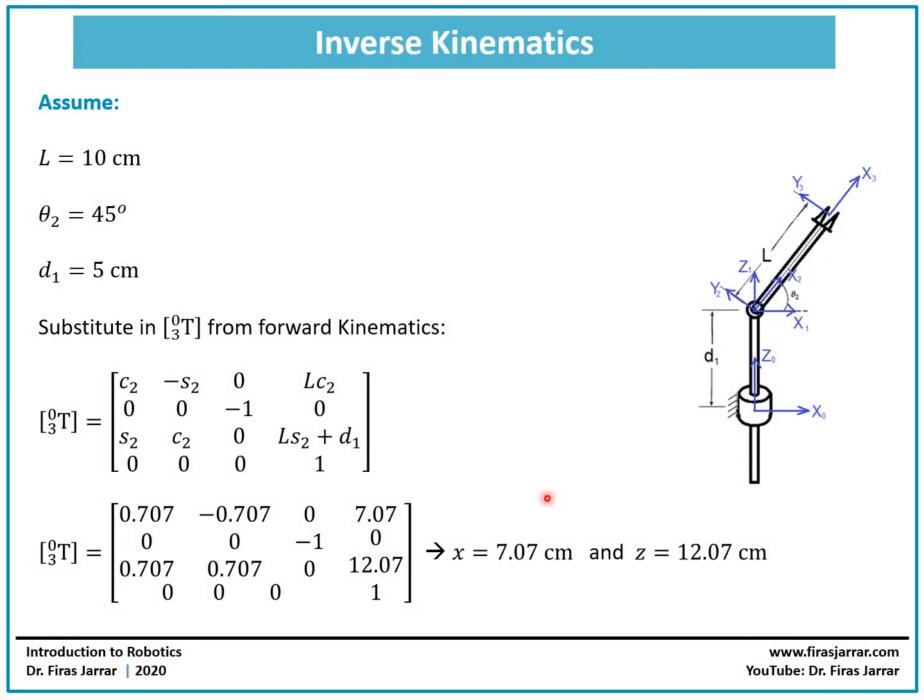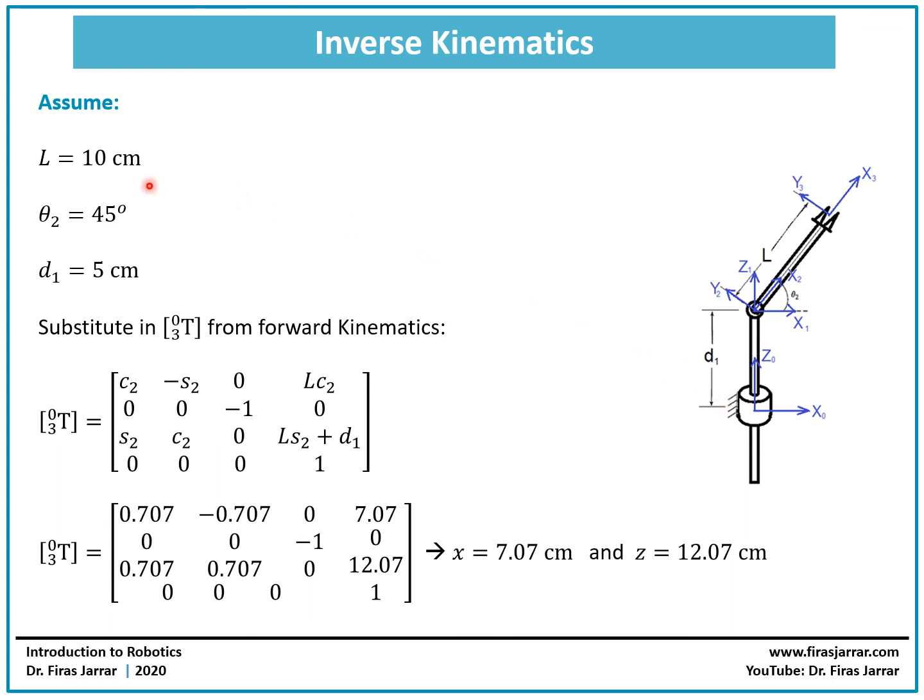Now, another way to verify your solution is to assume numbers. So we're assuming that L is going to be equal to 10 centimeters. If you want, you can assume theta 2 to be any angle. I'm assuming here that it's going to be equal to 45 degrees. And I'm assuming that at a certain point in time d1 is going to be equal to 5 centimeters. You can choose any other numbers, by the way.